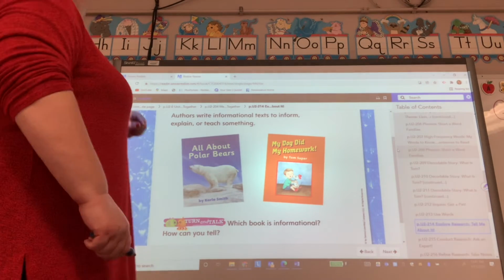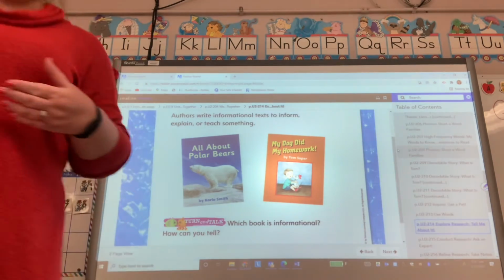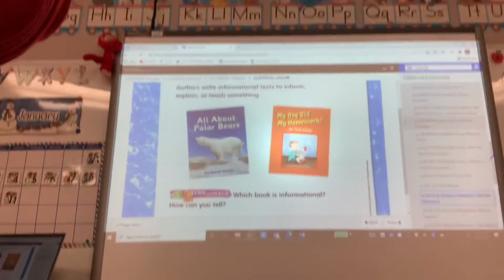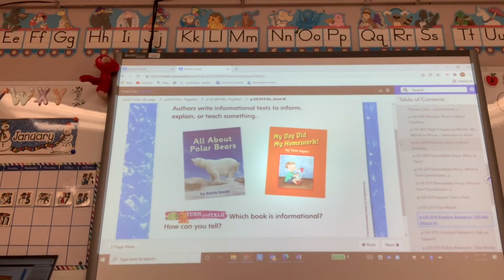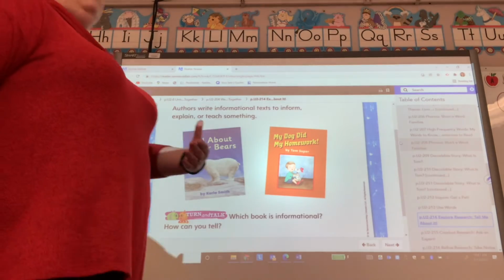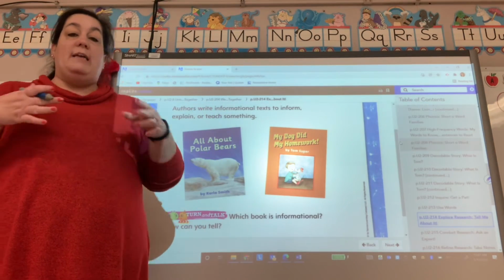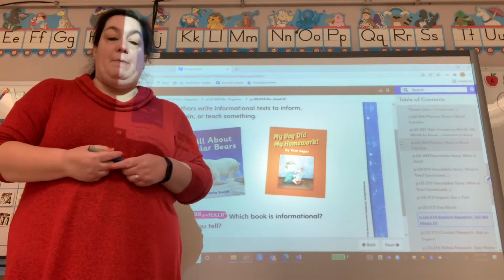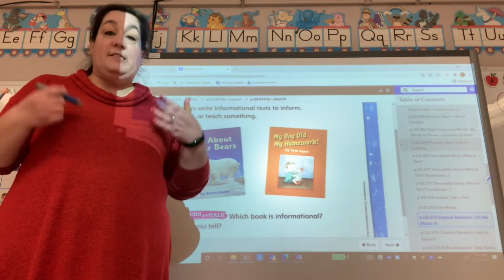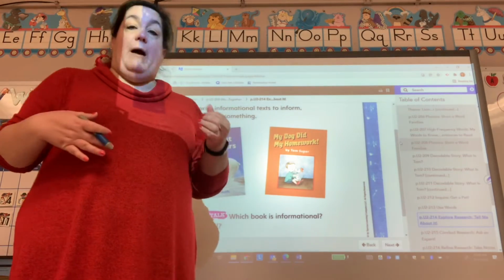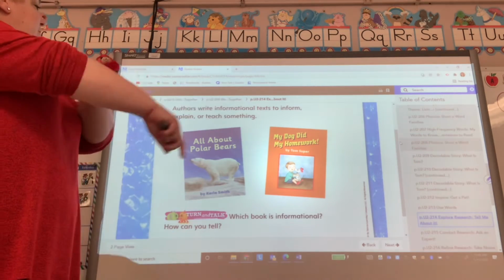So an informational text, the point of an informational text is to inform, I'm not sure if I'm making this better or worse, I'm sorry. Is to inform or explain or teach something. So if I wrote a book all about trees and you read the book, what do you think you're going to learn about? You're going to learn about trees. The purpose of me writing the book about trees was to teach you, the reader, about trees. So let's look at these two pictures, okay? These are pictures of books.